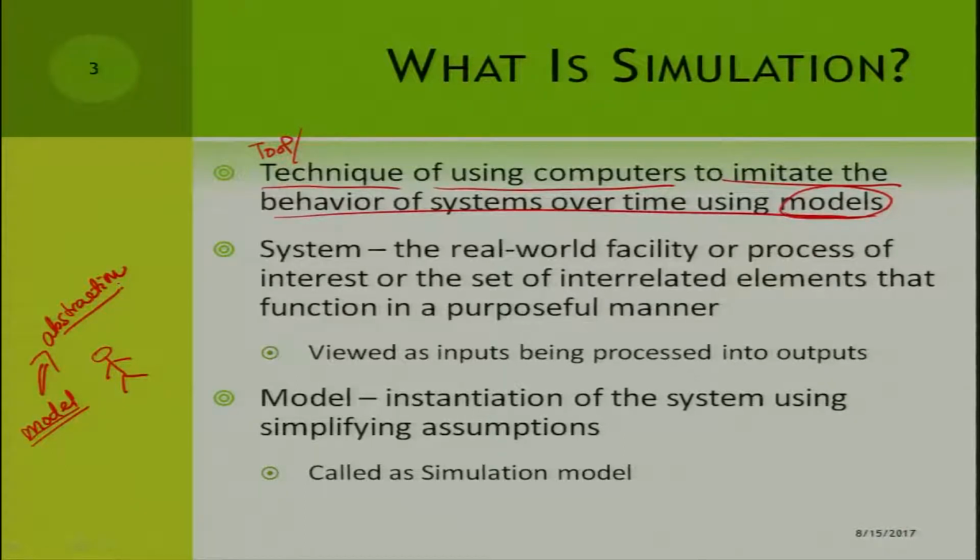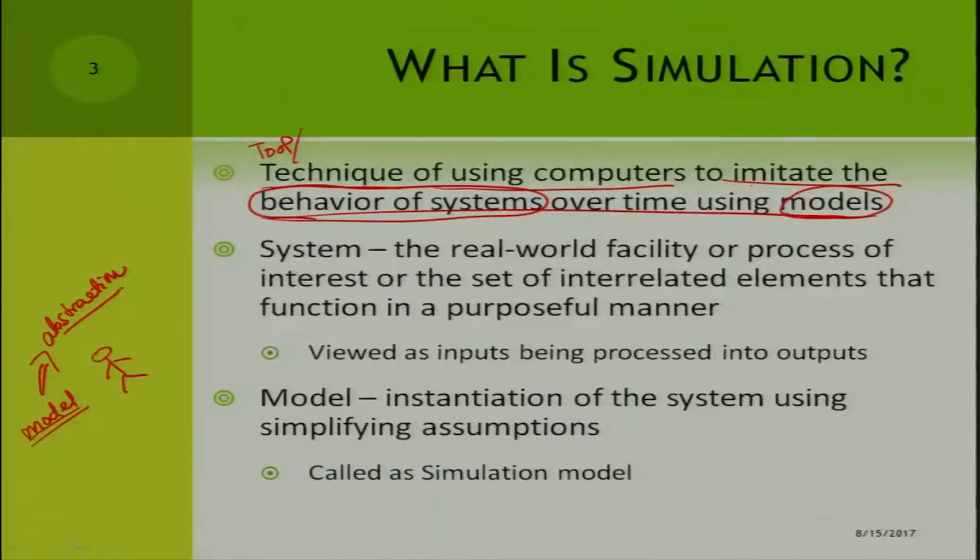So, model is an abstraction of a system. When you use a model to study the behavior of the system, you are abstracting the system, studying whatever is necessary for you and avoiding the rest. But how are you studying this? You are studying it using computers. And how are you studying it? You are imitating, or mimicking, the behavior. How would the system behave as time progresses and over time?